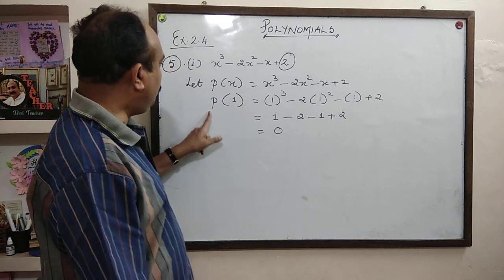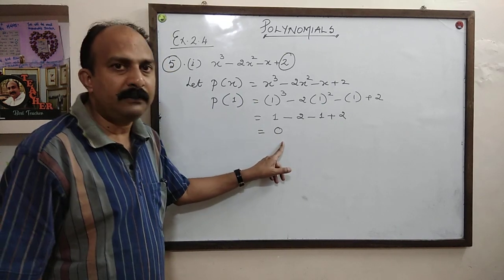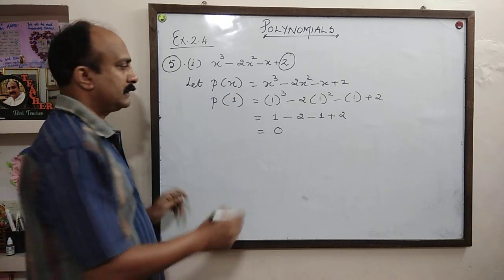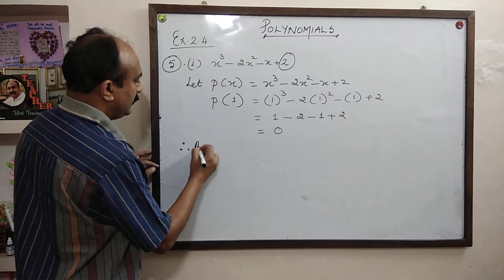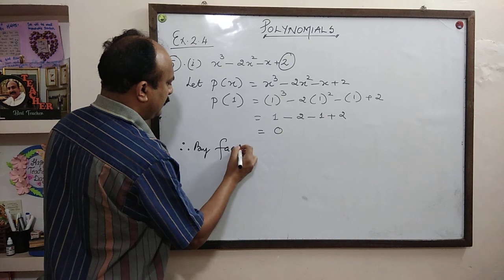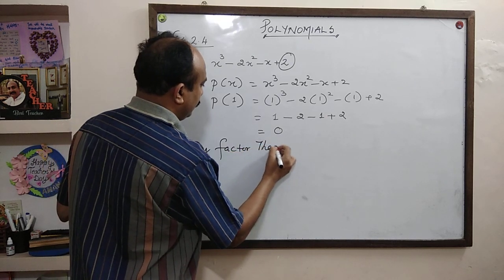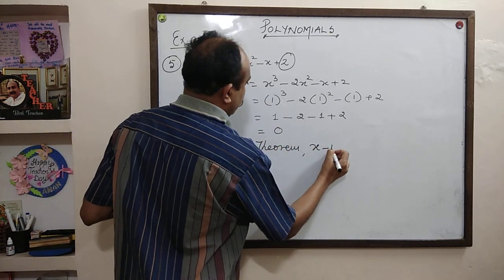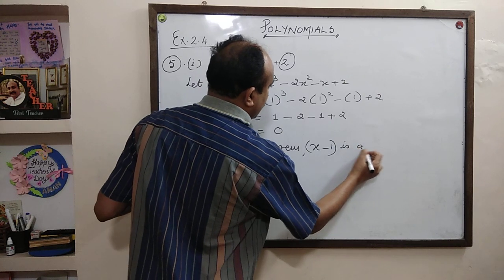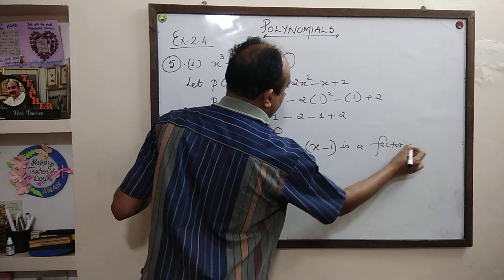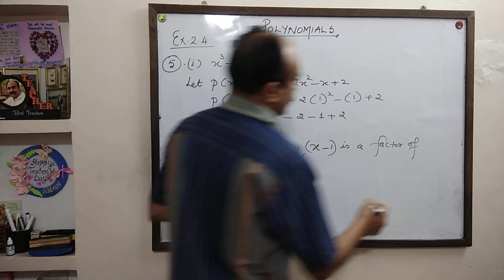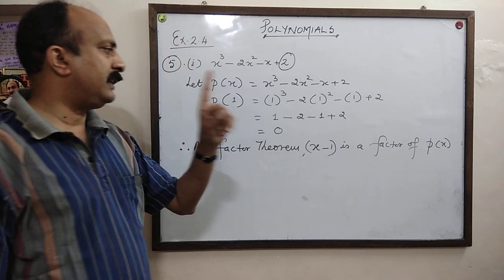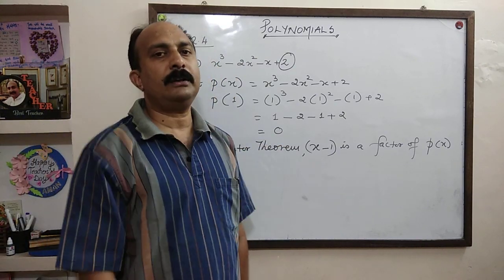So, if p of 1 equal to 0, what can we say? x minus 1 is a factor of p(x). So therefore, by factor theorem, since p of 1 equal to 0, x minus 1 is a factor of p(x). So x minus 1 is a factor of p(x). We got one factor of p(x).